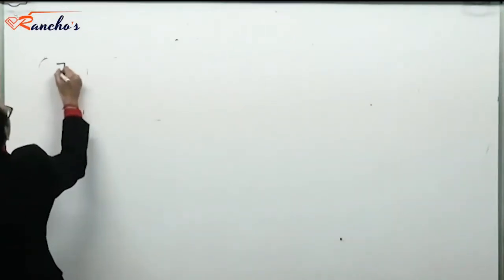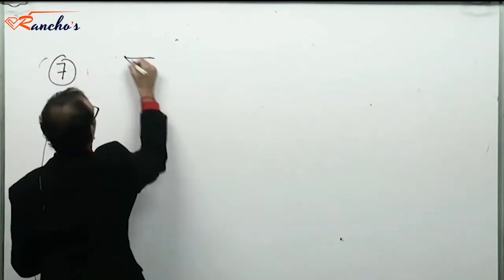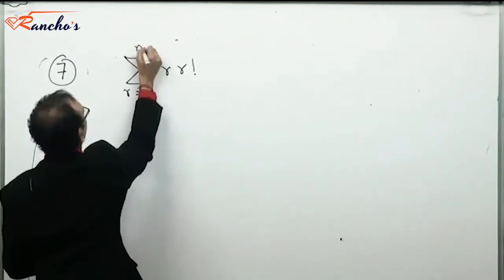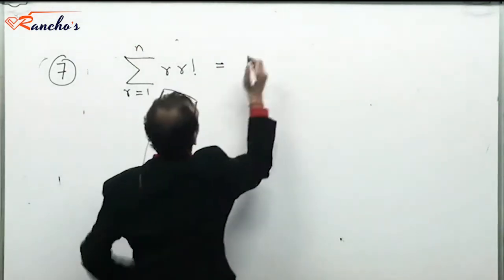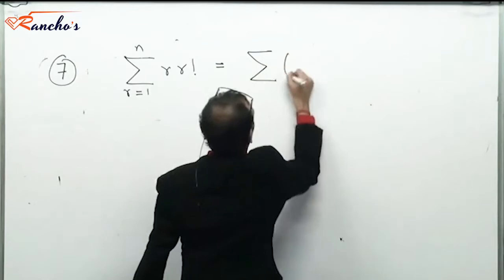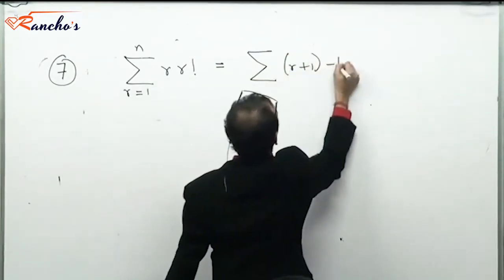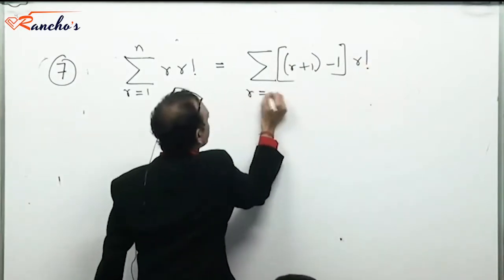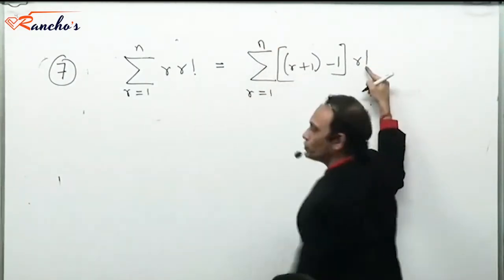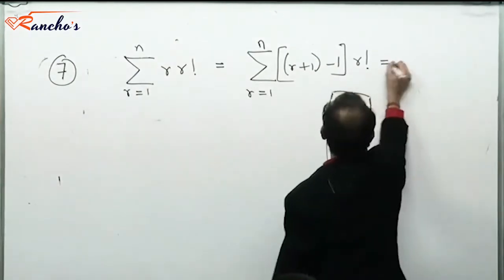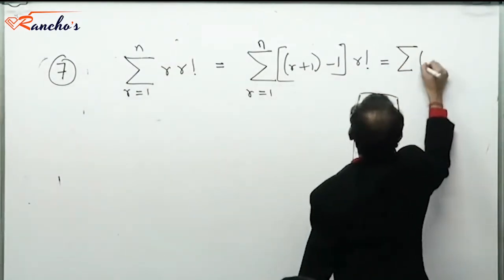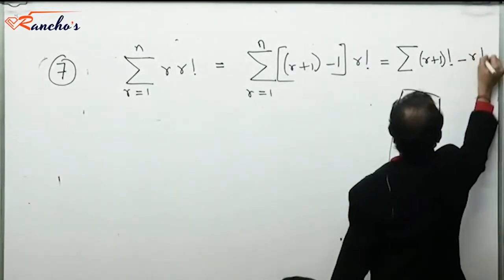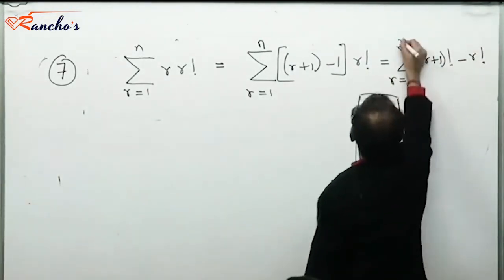Seven is very simple. Summation r into r factorial, r equal to 1 to n, is a telescope. This is summation (r plus 1 minus 1) into r factorial, r equal to 1 to n. But (r plus 1) into r factorial is (r plus 1) factorial. So this is summation (r plus 1) factorial minus r factorial, r equal to 1 to n.